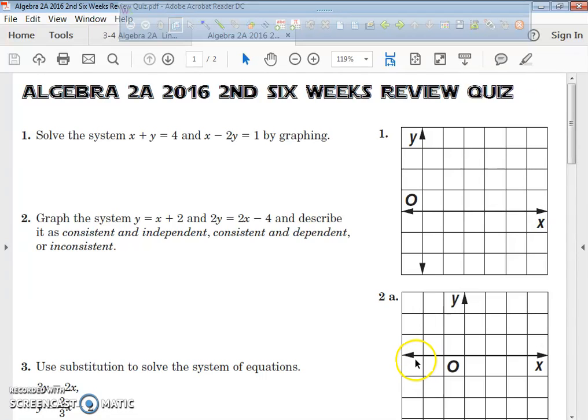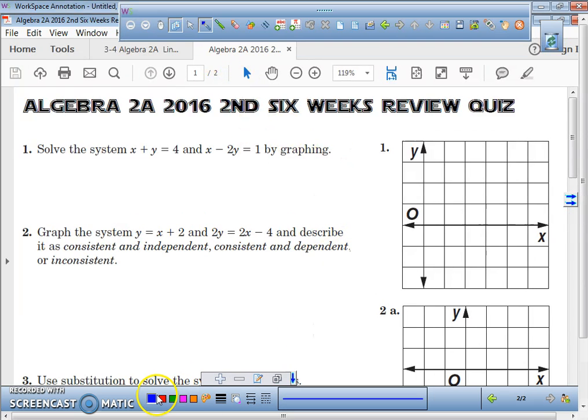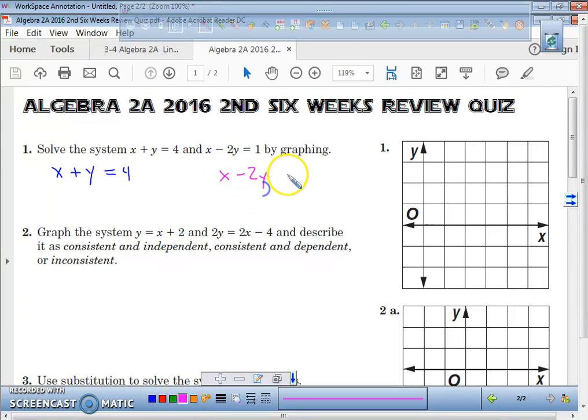We're going to do problem number 1 to start our 6 weeks review. It says solve the system by graphing. If you don't have enough room on your paper, you can certainly write this in your journal. I have x plus y equals 4, and then I have x minus 2y equals 1. Both of these are in standard form, where ax plus by equals c.